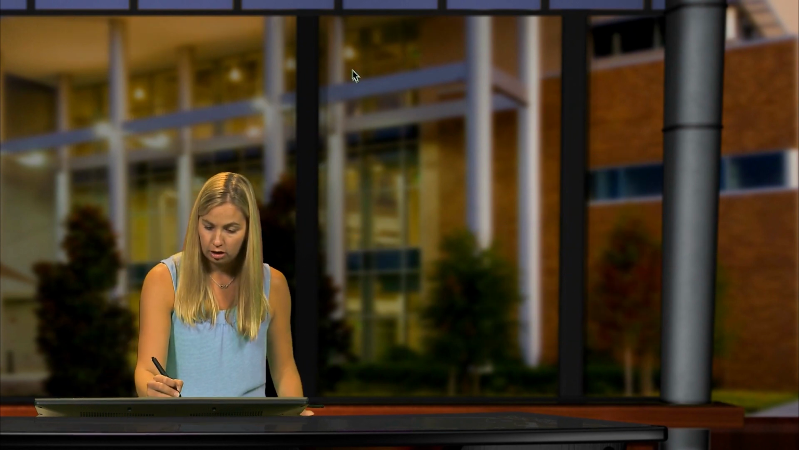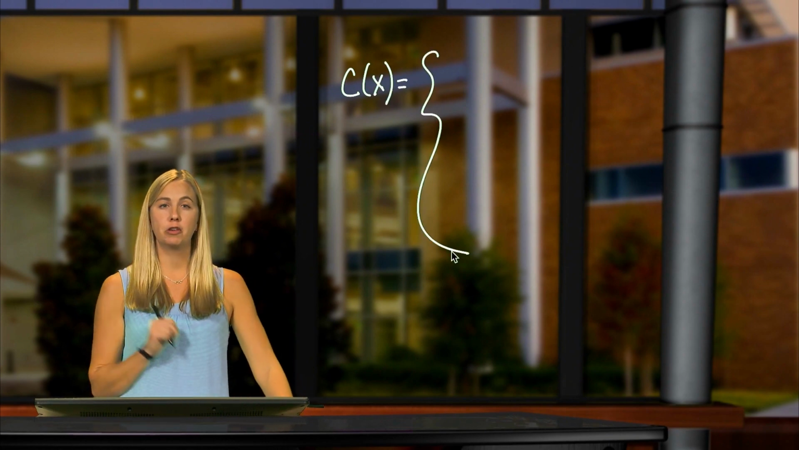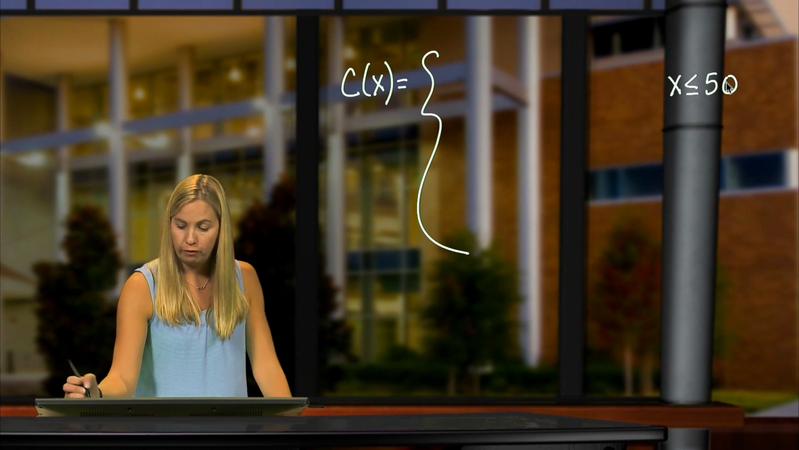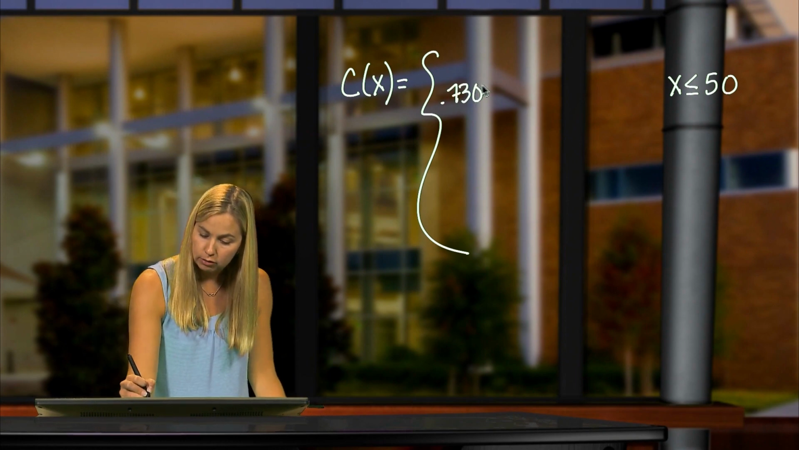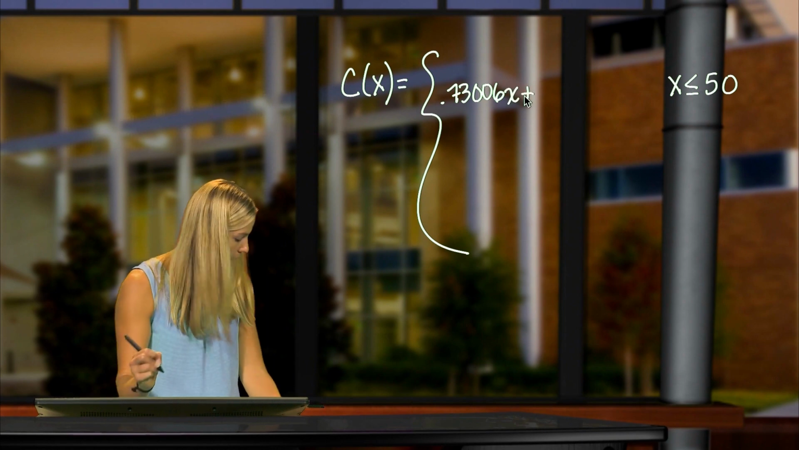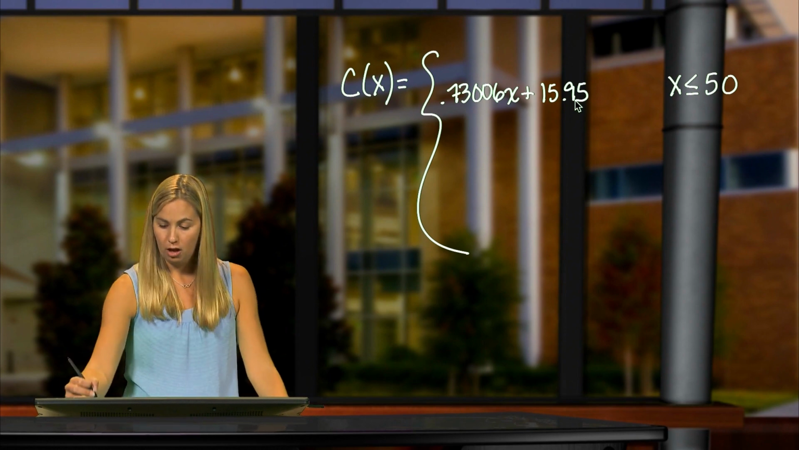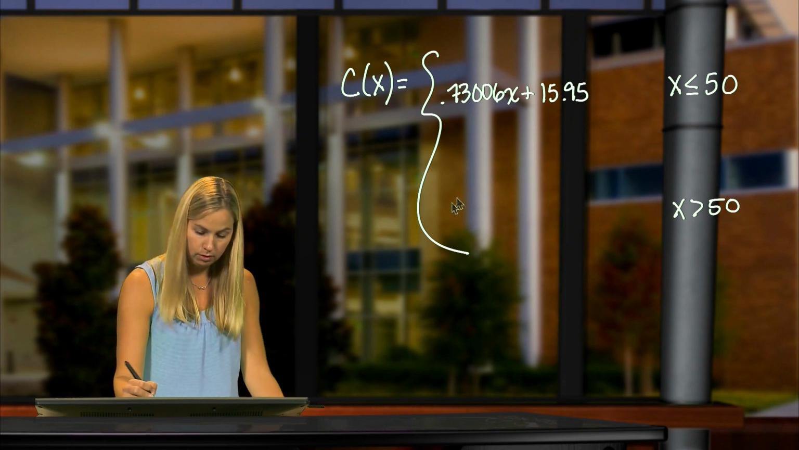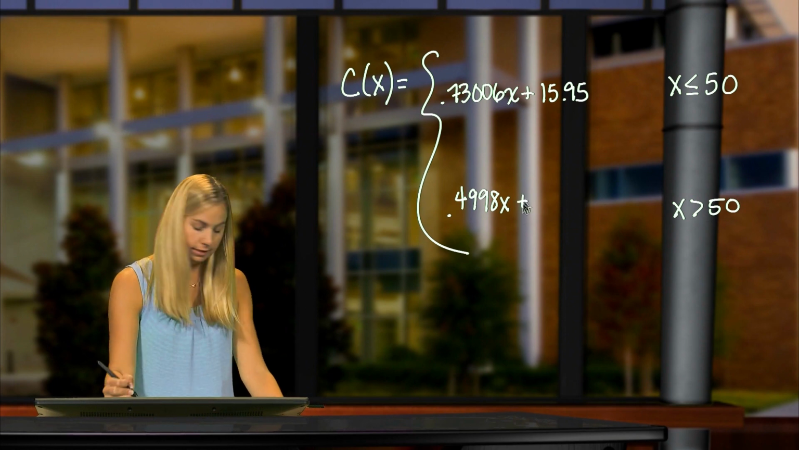So let's go ahead and write our cost function. Okay, we're copying down from that previous slide. When our therms were less than or equal to 50, we use the equation 0.73006x plus 15.95. When x is greater than 50 therms, we're going to use the equation 0.4998x plus 27.463.